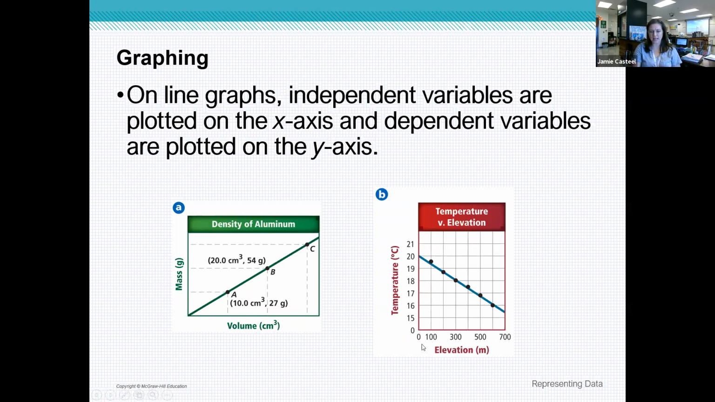Over here on the right, as elevation increases, temperature does what? Temperature decreases. So this is what we call an inverse relationship. As one goes up, the other goes down. So if they're doing the same, one goes up, the other goes up, those are direct relationships. As one goes up, the other goes down, that is called an inverse relationship.